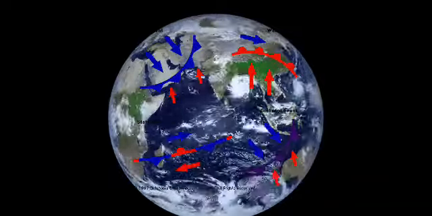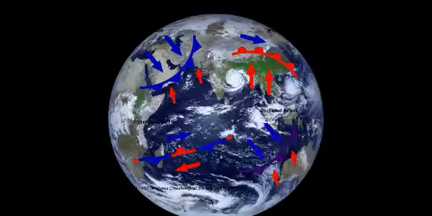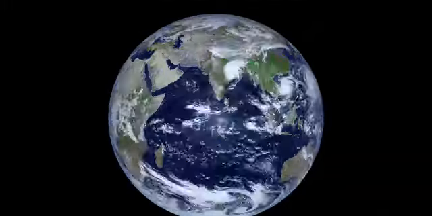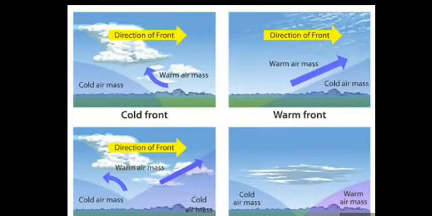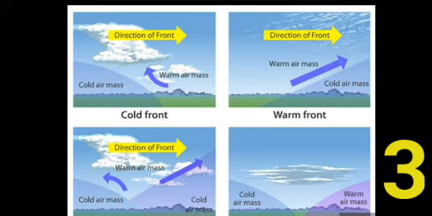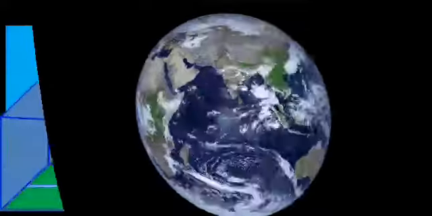The type of front depends on both the direction in which the air mass is moving and the characteristics of the air mass. There are four types of fronts. First, we have the cold front. Second, the warm front. Third, the stationary front. And fourth, the occluded front.